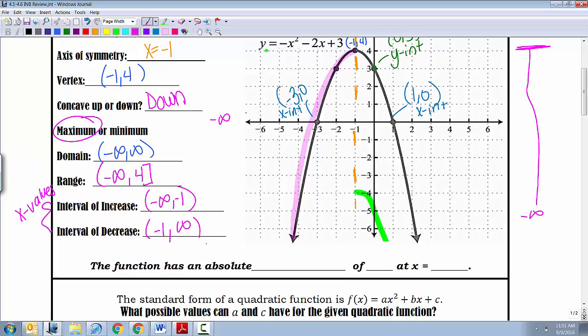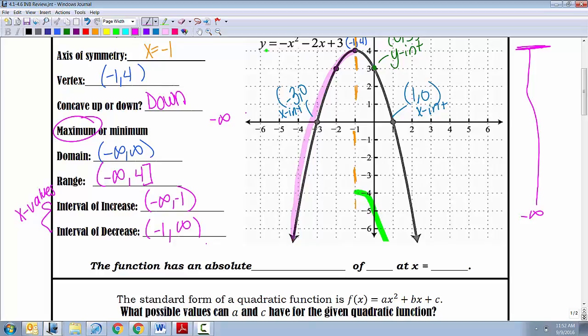You won't have interval of increase and decrease on the exam for chapter 4 because we're going to still practice with it in polynomials. So don't feel like you have to stress out about that. But it is good practice for the future. We got to get going here.